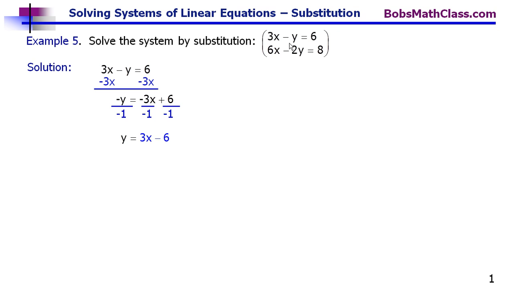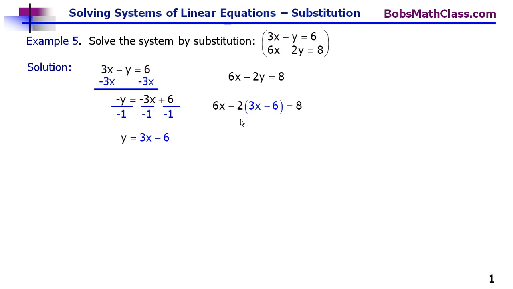Okay, so we took the top row and we got y by itself. So now we're going to take the bottom row, the other row, and in place of the y, we're going to replace the y with 3x minus 6. So we're going to go over here and replace that y with 3x minus 6. Okay, so the 6x we brought down, the minus sign, the 2, and it's 2 times y, but in place of y, we put 3x minus 6.